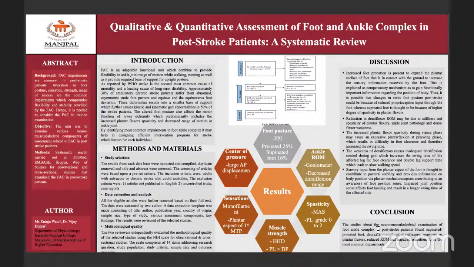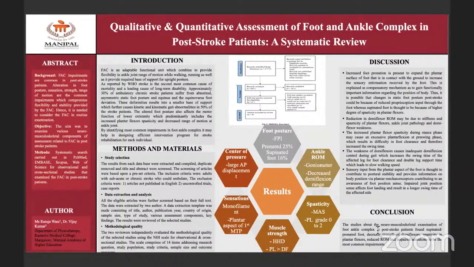This review has examined the qualitative and quantitative assessment of foot ankle using subjective and objective scales, and the preliminary assessment includes musculoskeletal as well as neurological components. Depending upon the studies, increased foot pronation is present to expand the plantar surface of the foot that is in contact with the ground to increase the sensory information received by the foot. This can be explained as a compensatory mechanism to gain functionally important information regarding the position of the body. Thus, it is possible that the changes in static foot posture post-stroke could be because of reduced proprioception input, whereas the supinated foot is thought to be because of a higher degree of spasticity in the plantar flexors.